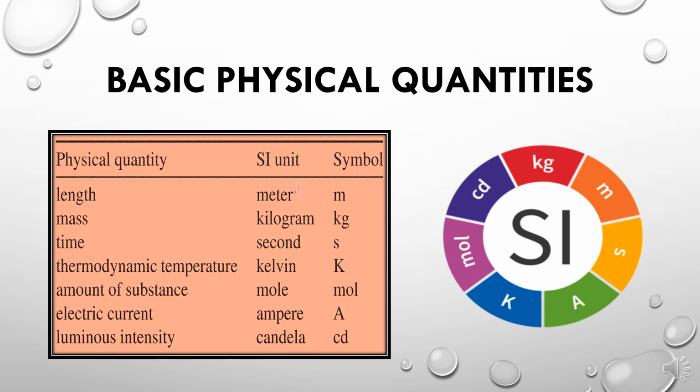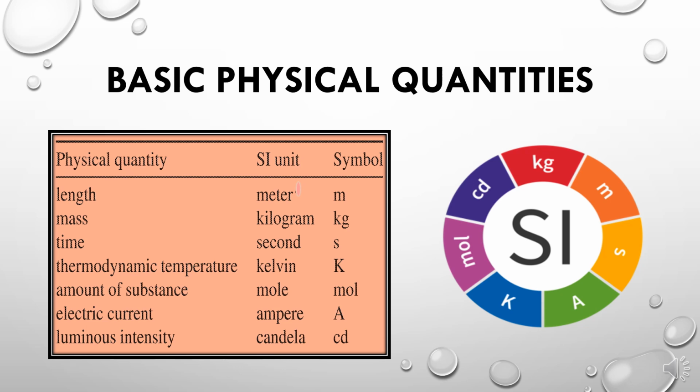Third is time. SI unit second. Symbol used is s. And thermodynamic temperature is the fourth basic quantity, and the SI unit is Kelvin, symbol K. Amount of substance, mainly in chemistry, if we use some amount of substance, then the SI unit for that is mole, and the symbol used is mol.